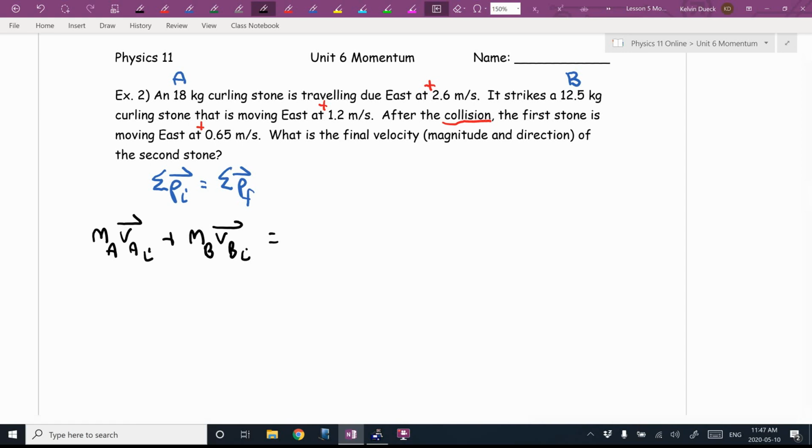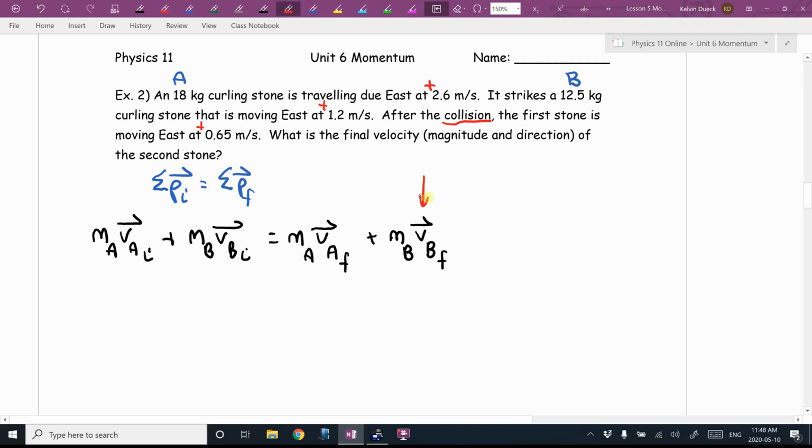After the collision, I think both are moving, because it definitely says the first stone is moving. I don't think the answer is going to be 0 for the second stone. Might be, but I think they're both moving. But they're definitely not stuck together, because if they were, the answer would also be 0.65, the same as the first stone. So I'm going to have mass of A, velocity A final, plus mass of B, velocity B final. And again, remember, velocity is a vector. I'm putting the arrows to remind myself to be careful with directions, although in this question, since everything is positive, I can be a little more casual.